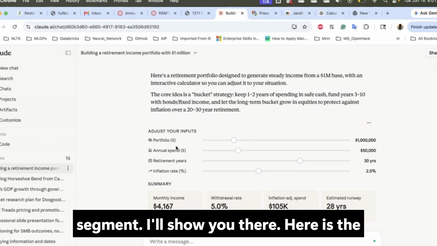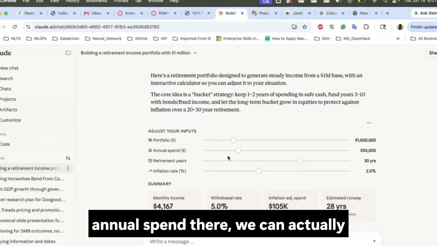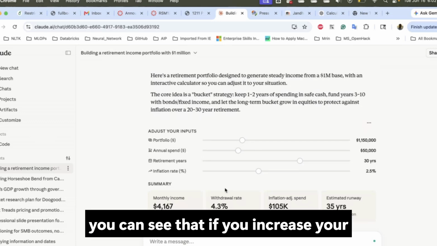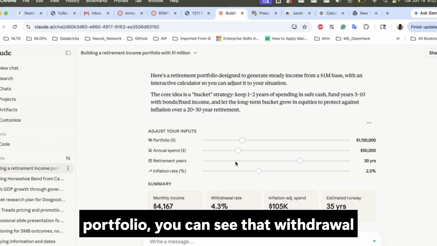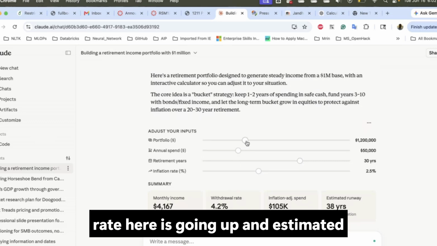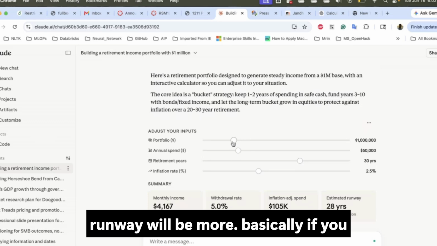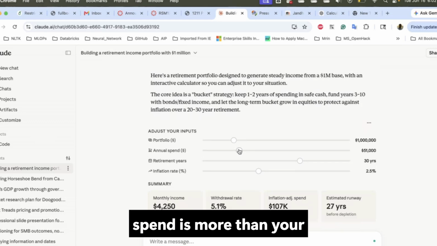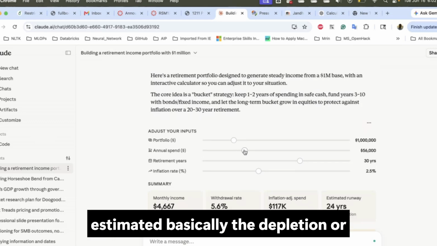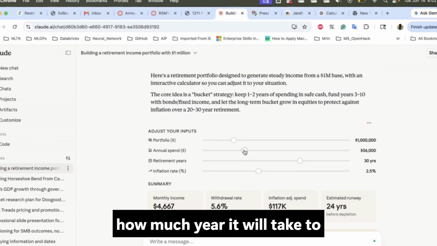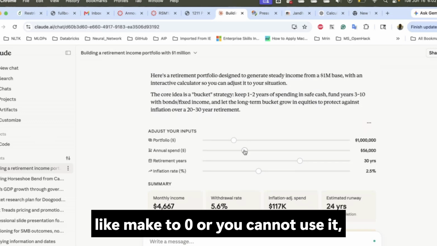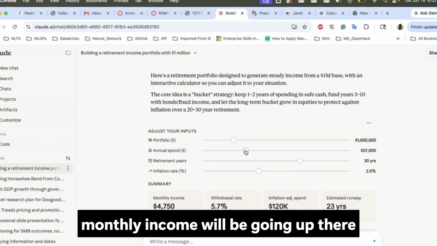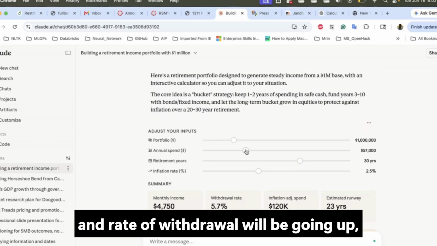I'll show you. Here is the input, the portfolio for $1 million and annual spend. We can increase or decrease them. If you increase your portfolio, you can see that the withdrawal rate goes up and the estimated runway will be more. Basically, if you have more money, you can go further. If your annual spend is more, then your estimated runway, basically the depletion, or how many years it will take to reach zero, goes down. But then your monthly return goes up, and the rate of withdrawal goes up.